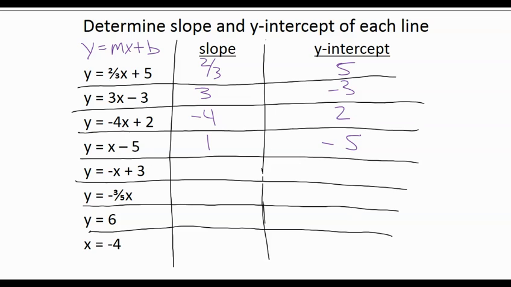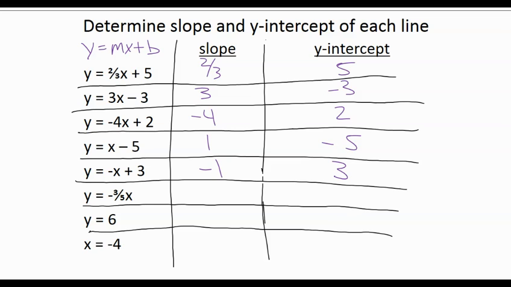Y equals -x plus 3. Again, there's no number in front, but there's a negative sign. So this one, our slope would be -1. Our y-intercept would be 3. So our next one here, y equals -3/5 x.